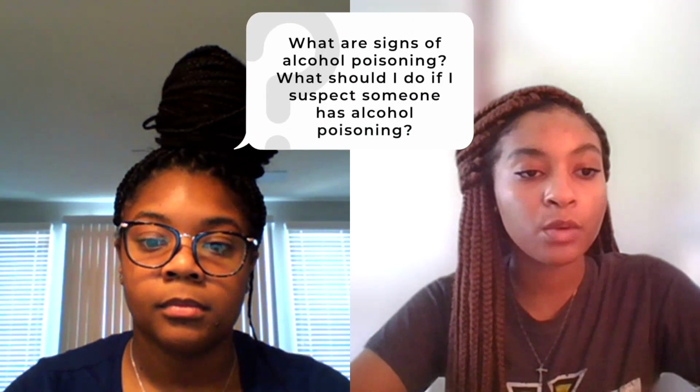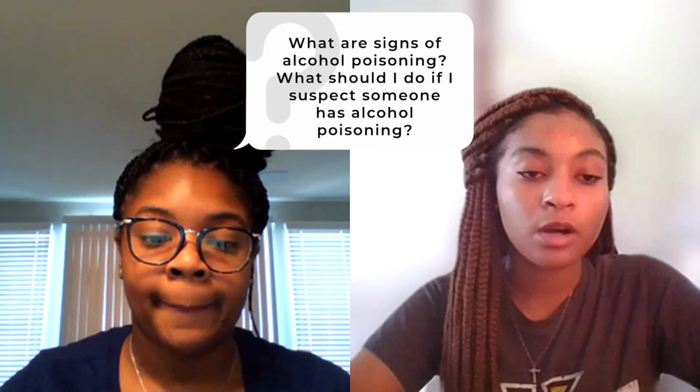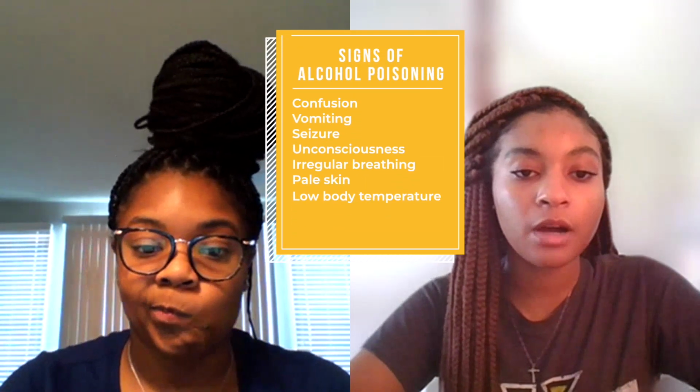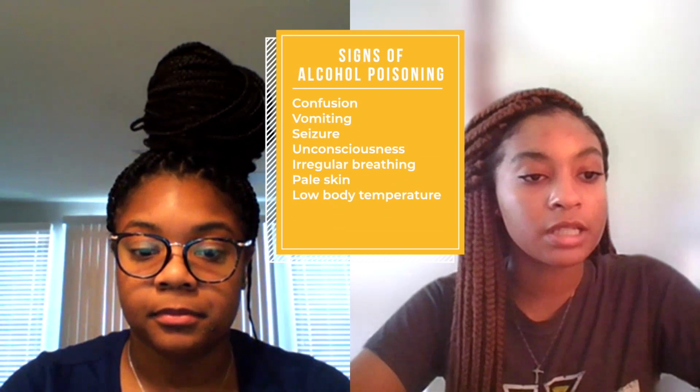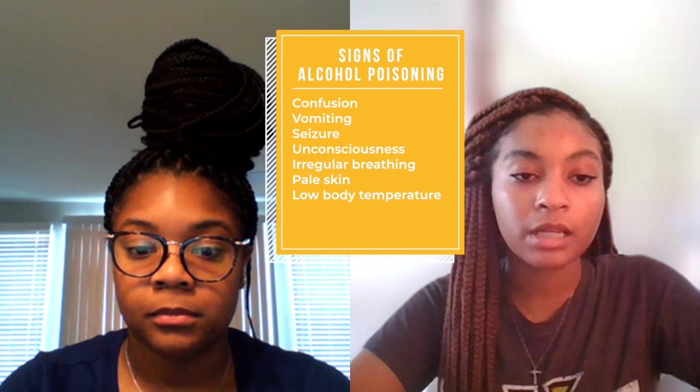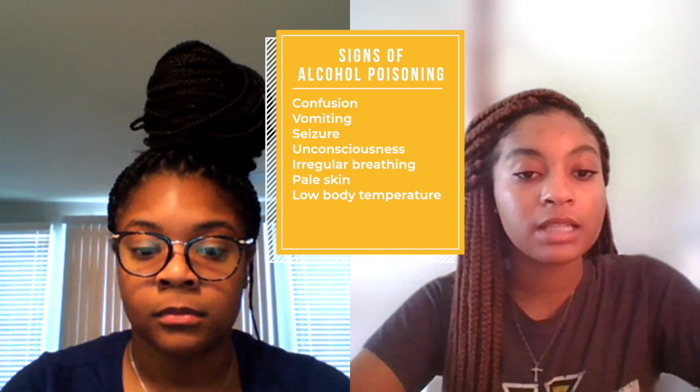So the first question we received is, what are signs of alcohol poisoning, and what should I do if I suspect someone has alcohol poisoning? So some signs of alcohol poisoning include confusion, vomiting, seizure, unconsciousness, irregular breathing, pale skin, and low body temperature. It's not necessary to have all of the previously stated signs before seeking medical attention. And if you do suspect someone has alcohol poisoning, take immediate action. Due to the person being unconscious, they are placed at a high risk of dying.